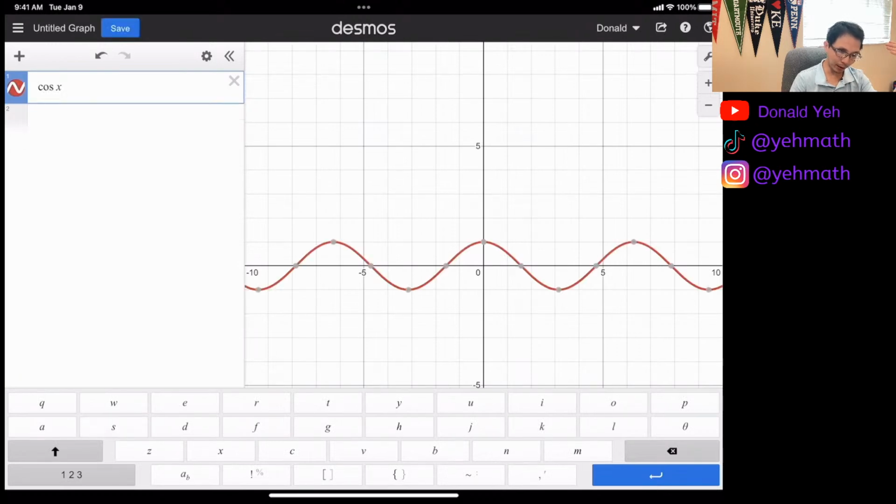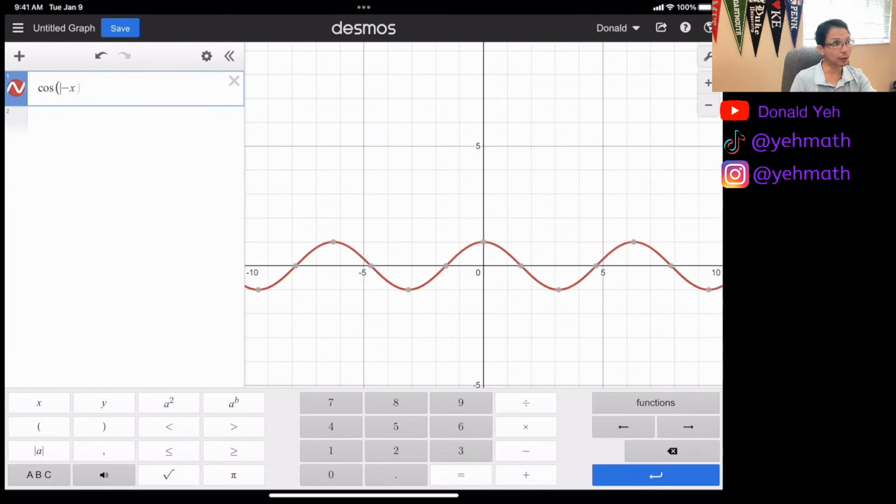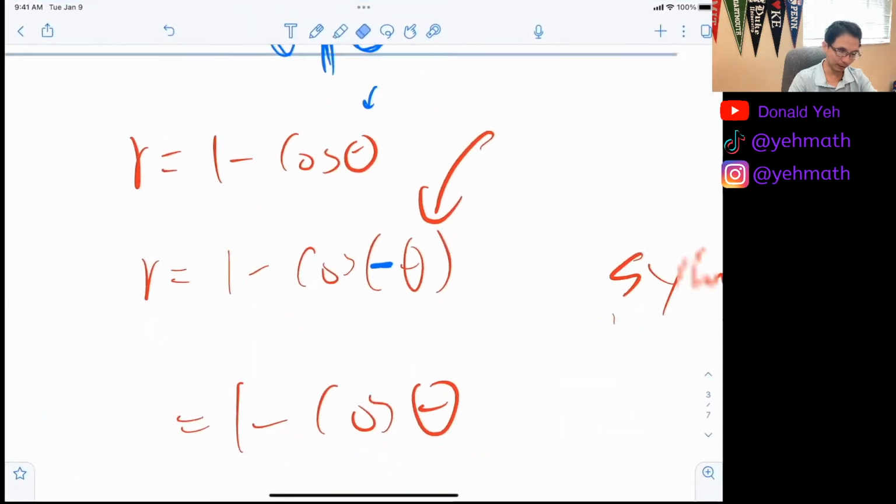Cosine of x. Oh, right here. I understand. So if I plug in negative x here, does that change? If I do parenthesis here, it doesn't change. Oh, okay. Now, I'm thinking about that. If I plug in cosine of negative theta, it's going back to the positive thing.